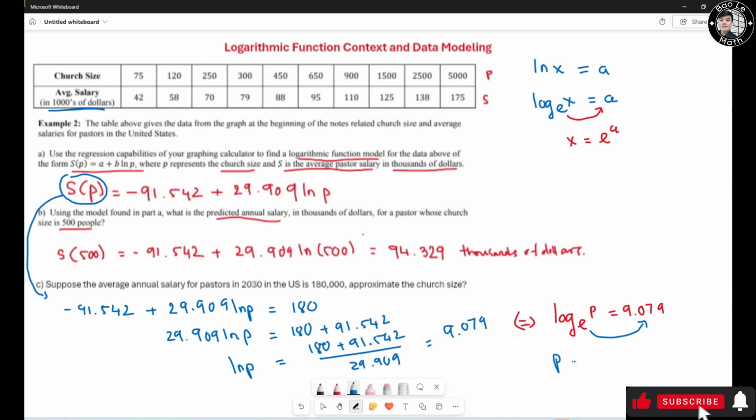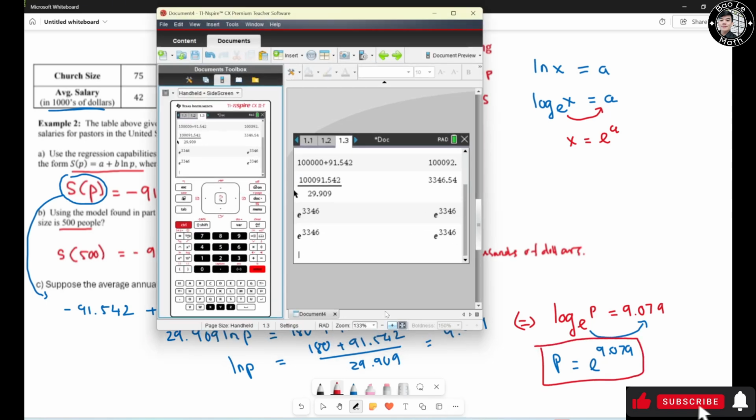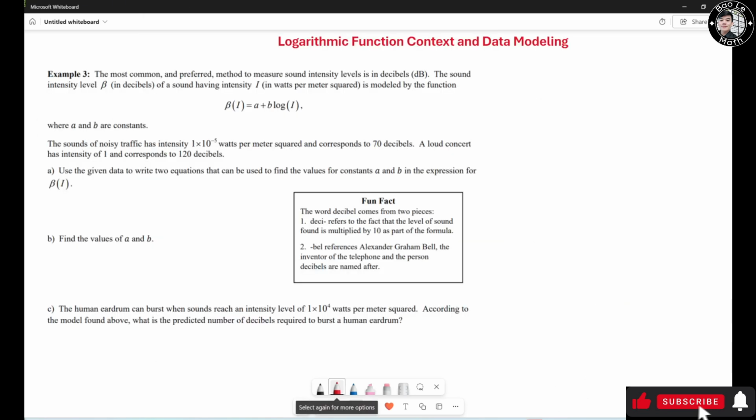So p equals e raised to the 9.079. You can leave the answer like this. It's fine. Or you can pull up the calculator. You hit e to the x right here and you input 9.079. So the answer is going to be 8,769.19, right? Now let's move on to the next example.